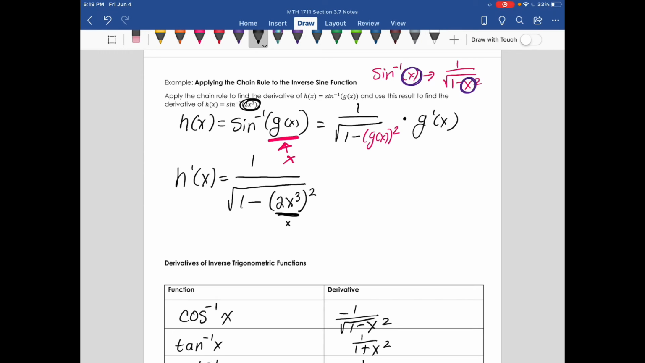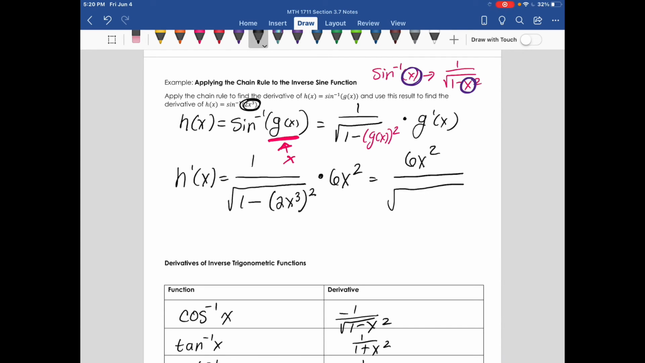So I'm going to put in parentheses 2x to the third squared. Don't forget that all of that is going in parentheses. This whole thing is replacing the x. And now we have to multiply it by the derivative of the inner function, which is 2x to the third. So when I multiply that by the derivative of 2x to the third, I get 6x squared.